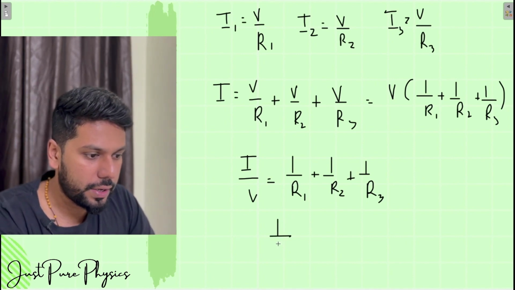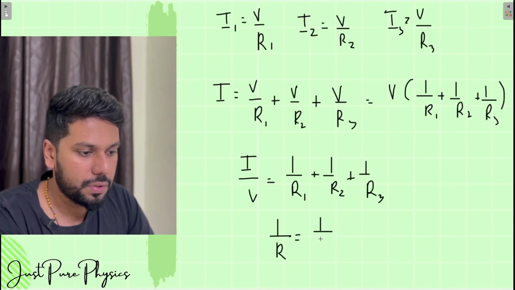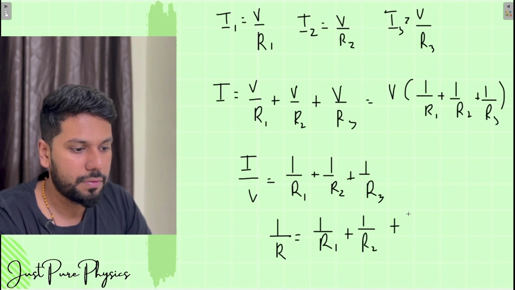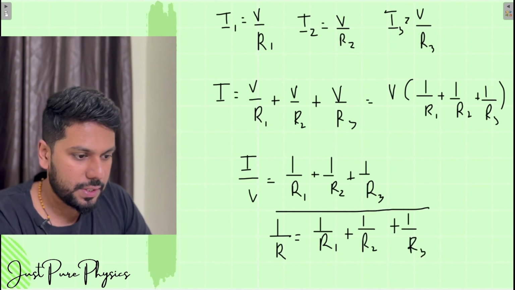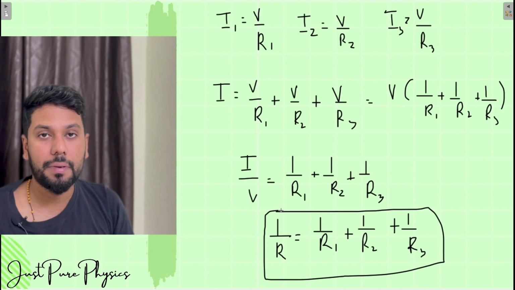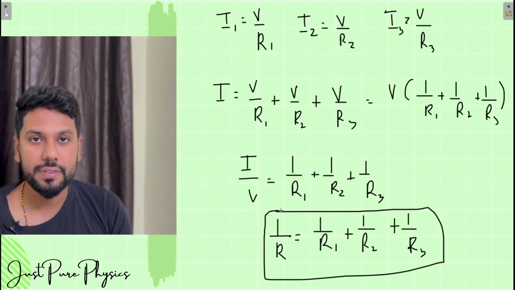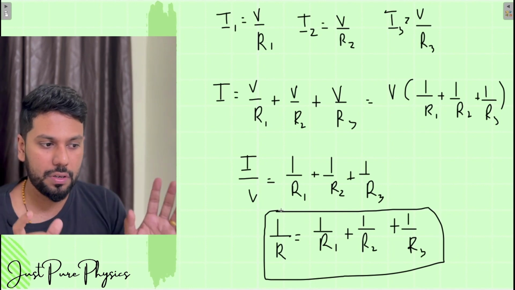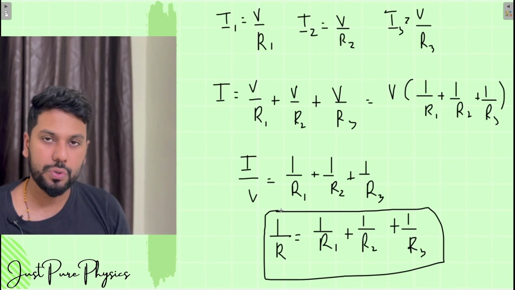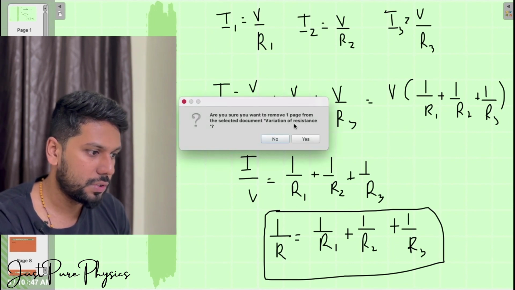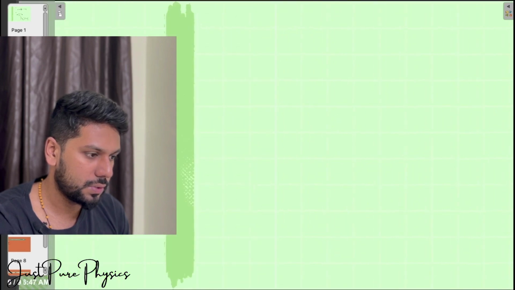Okay. So I have 1 by R is equal to 1 by R1 plus 1 by R2 plus 1 by R3. Now, students, this is the equation for resistance when resistors are connected in parallel. Keeping all the simple logic in mind, I am able to get my answer for this.